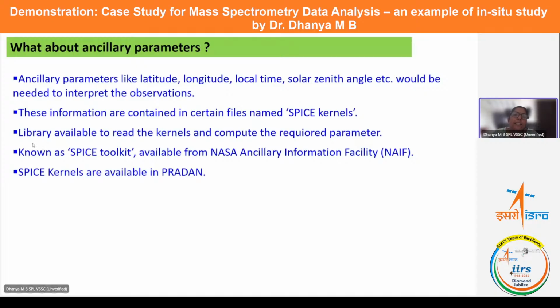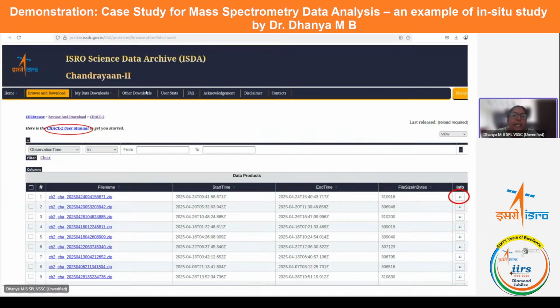And this library is available for different platforms like Linux, Windows, and different programming languages like C, Fortran, IDL, MATLAB. Basically, this is developed by a team of NASA called the NASA Navigation and Ancillary Information Facility. So in their website, this library is available. And for each ISRO mission, the SPICE kernels are provided by our mission team. This is available when you go to Pradan, under other downloads; you can find the SPICE kernels.